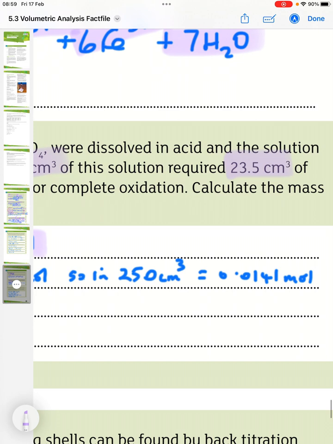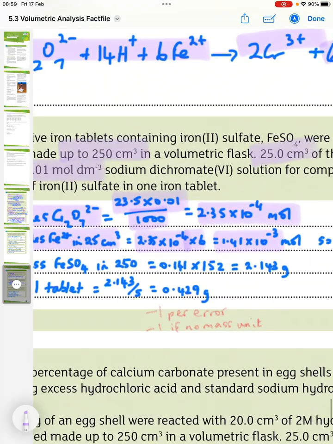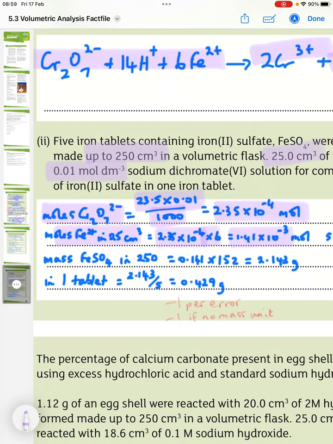Now that's in 25. So in 250, we're just multiplying that by 10. So it's 0.0141. Now the mass of iron sulfate in 250 then is 0.0141 times 152. That's the formula mass, which is 2.143. So then in one tablet, there were 5 tablets to begin with in the question. It's 2.143 divided by 5, which is 0.429 grams.